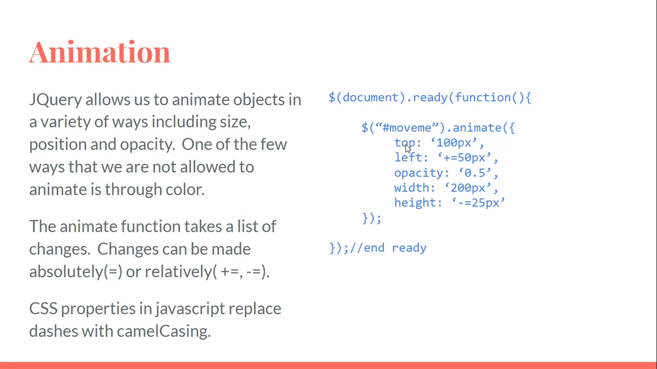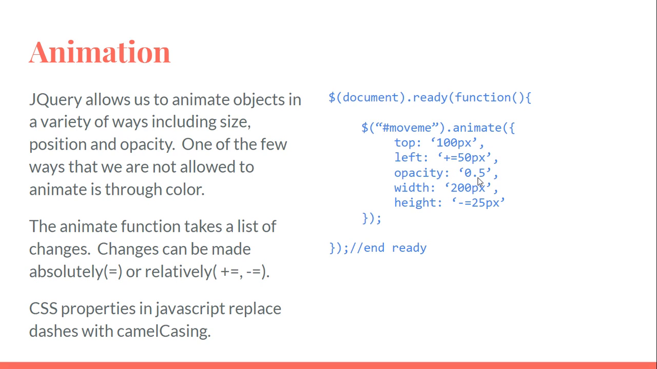So for example, top 100 pixels. What this is going to do is it's going to move this element to exactly 100 pixels from the top of the page. So it would put it somewhere up here. If it was already at 100, you wouldn't see any vertical movement whatsoever because it's already there. That's an absolute movement. Left, you'll see now, has a plus equals 50 pixels. And what that means is it's going to slide this object to the left 50 pixels from wherever it currently is. This signifies relative movement.